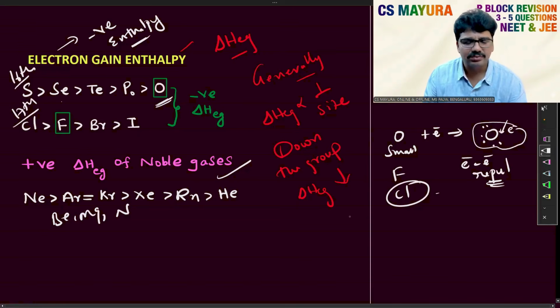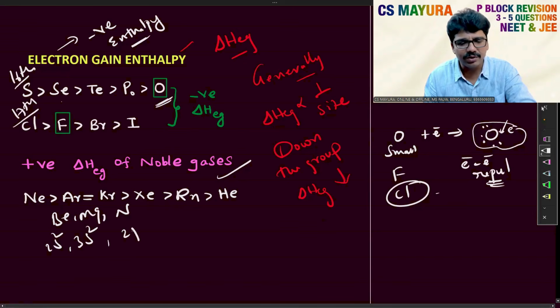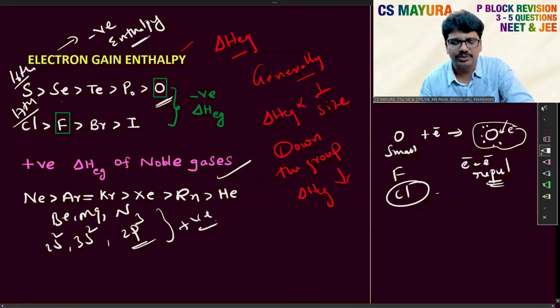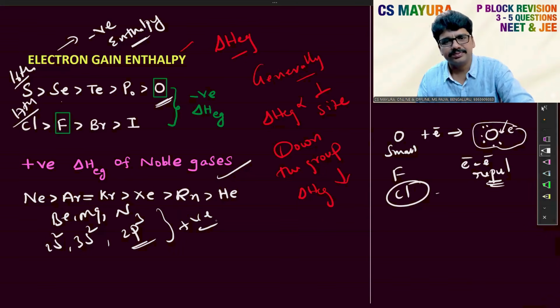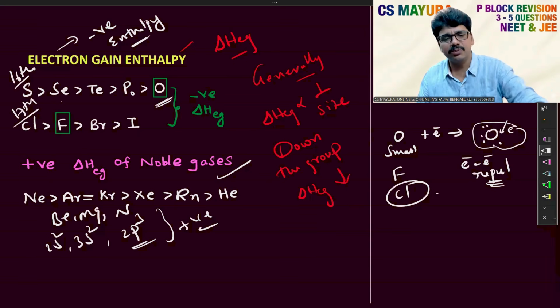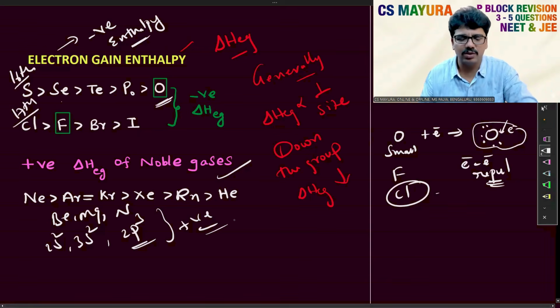All noble gases, positive electron gain enthalpy. Beryllium due to 2s2 configuration. Magnesium due to 3s2 configuration. Nitrogen due to 2p3 configuration. Their electron gain enthalpy values are positive. Due to their stable configuration, when electron is added, they don't accept. When we try to add an electron, they don't accept. So forcefully we should insert an electron. Means energy must be supplied. They have positive electron gain enthalpy.